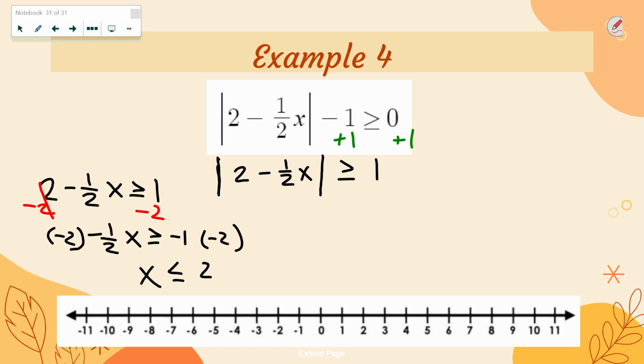So think about what that means here. At 2, I'll have a closed circle, and it's everything that's less than, which is to the left.